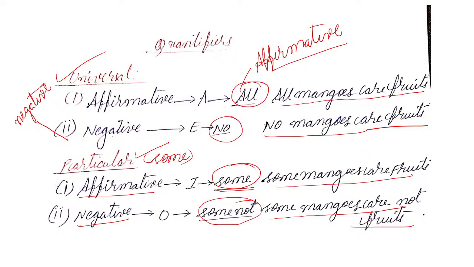I hope you are clear with this concept. Quantifiers are of two types: universal quantifiers and particular quantifiers. In universal, again two types: universal affirmative, that means positive, and universal negative. Universal affirmative is all, universal negative is no. Again, particular affirmative is some and particular negative is some not. Please remember these keywords: all, no, some, some not.